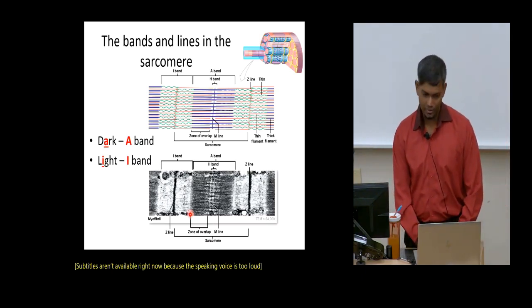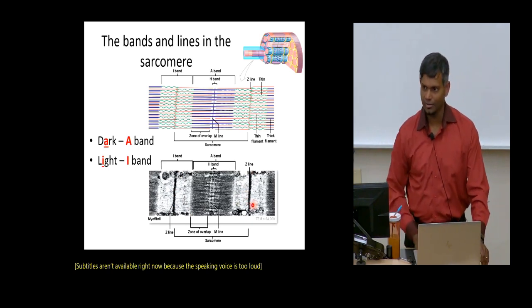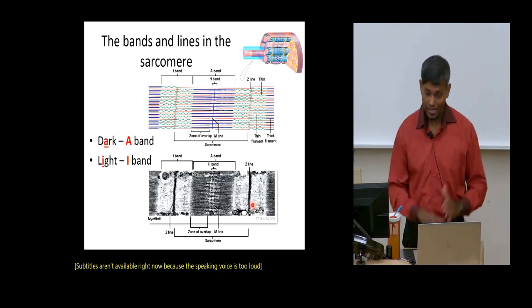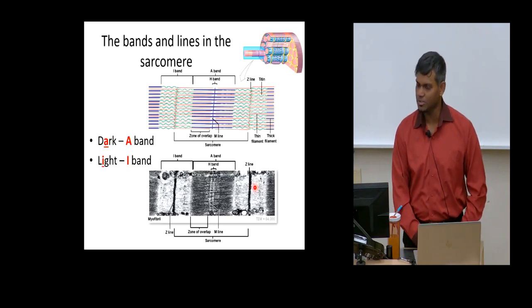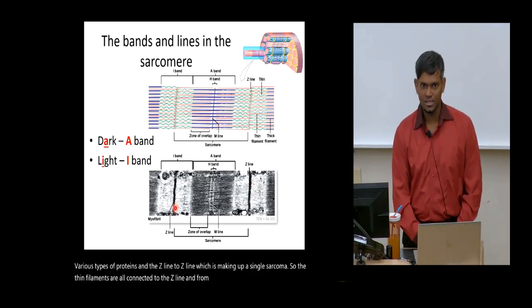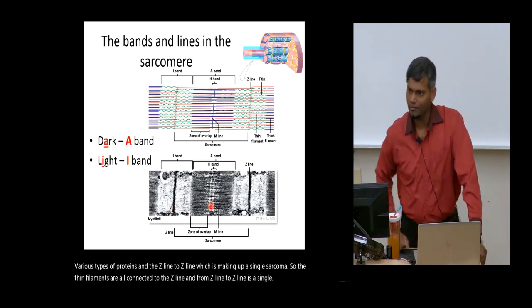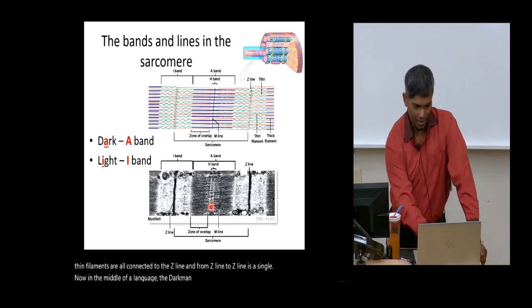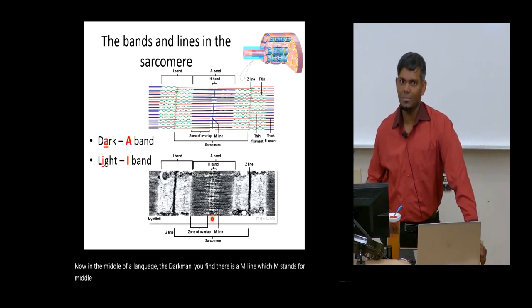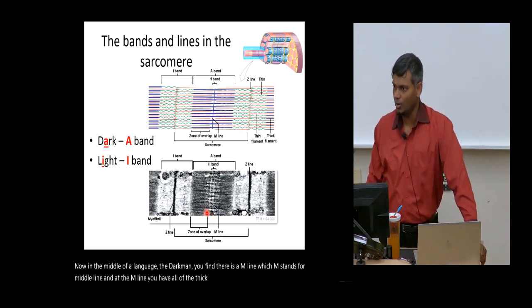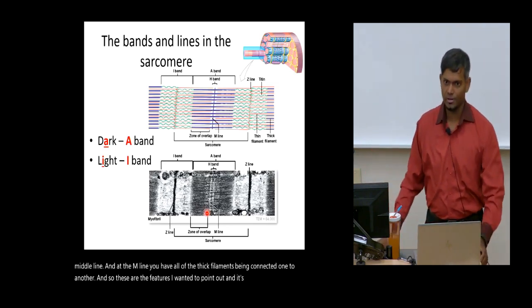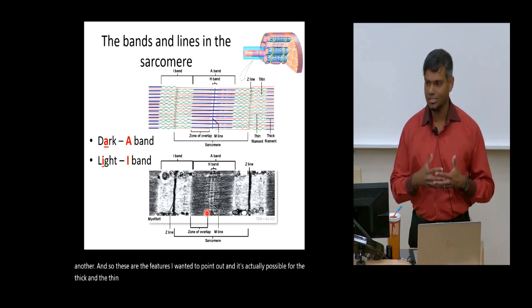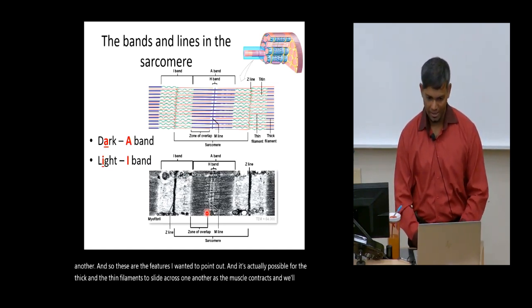A couple more things I want to point out to you is that this dark line in the middle of the I band, it's known as the Z line. So the Z line is made up of various types of proteins, and it's the Z line to Z line which is making up a single sarcomere. So the thin filaments are all connected to the Z line, and from Z line to Z line is a single sarcomere. Now in the middle of the A band, which is the dark band, you find there is an M line, where M stands for middle line, and at the M line you have all of the thick filaments being connected one to another, right? And so these are the features I wanted to point out, and it's actually possible for the thick and the thin filaments to slide across one another as the muscle contracts, and we'll see how that takes place.